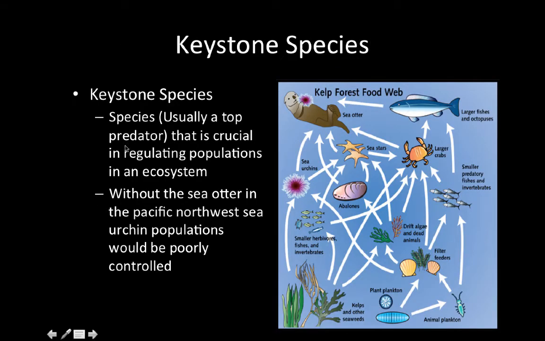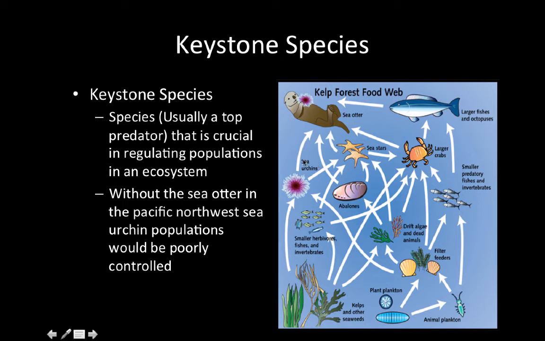A keystone species is something, without biodiversity we wouldn't have so many keystone species, but it's really important because they really help us see how critical every link in the food chain is. So a keystone species is usually a top predator that regulates populations in an ecosystem.